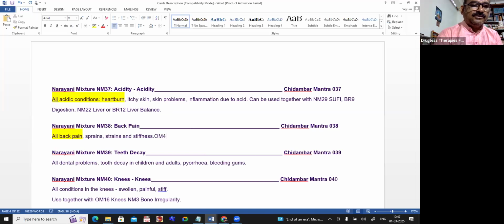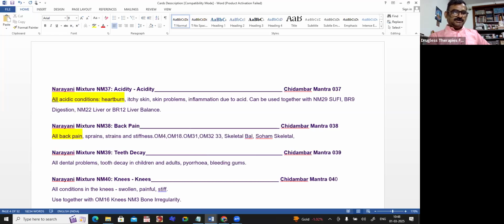See, I will write here OM4, OM18, OM31, OM32, 33, like that. Okay, so you get a hint that if there is some back pain, along with that you can give this, and skeletal balance. So I have given a total formula for all sorts of back pain. If you give all this, 100%, I'm telling you, my results are more than 90%, especially in the spine condition.